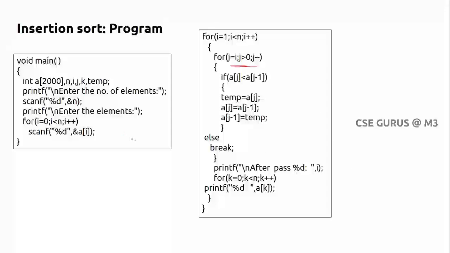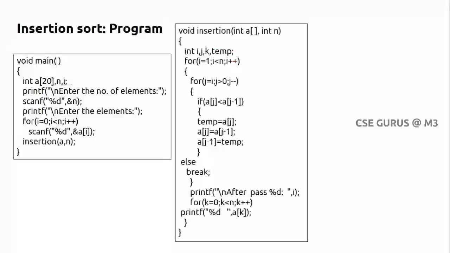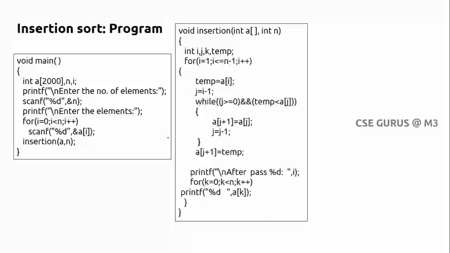Of course, here I have written it without a function. Here, if you see, this is with a function. I'm calling the insertion function, and the same code I have written. Else break. Like this we can write and execute this one. And not only this, we have another way of writing this program. You can see here, this is a program too. I starts from 1, that is also fine. I less than or equals to n minus 1, which is also equal to i less than n. I have taken temp equals a of i, j equals i minus 1, and a while loop.